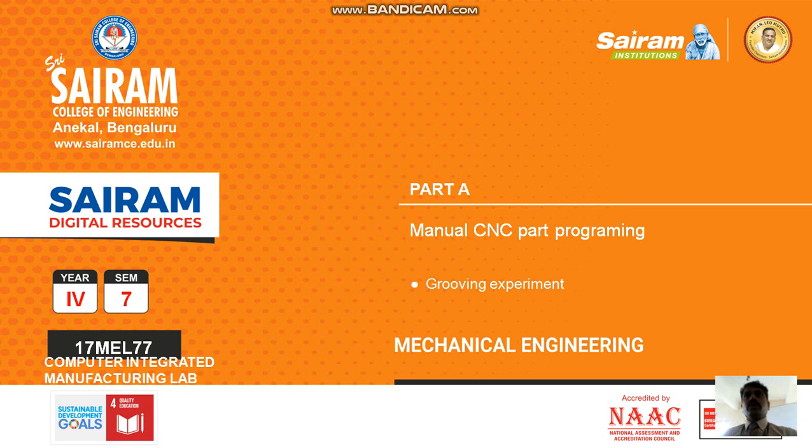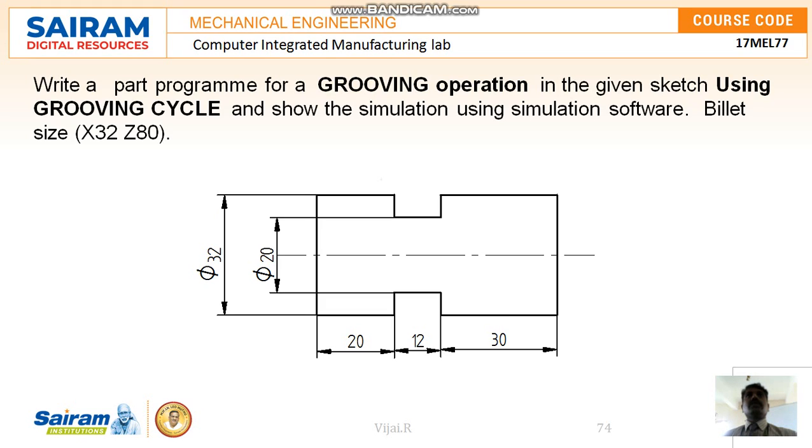In this video, we are going to discuss the grooving experiment. The aim of this program is to write a part program for a grooving operation in the given sketch using the grooving cycle and show the simulation using simulation software. The billet size given is 32 diameter and 80 length. What we are marking here is the area where we want to make a groove.